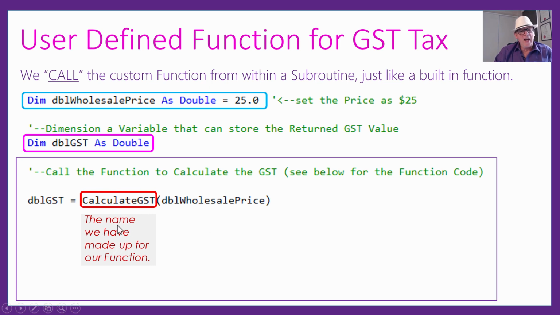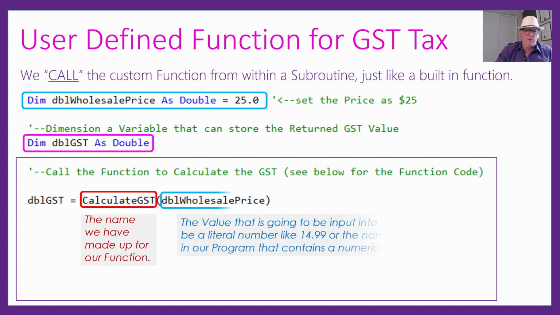The first thing is the name. Calculate GST is just a name we made up for the function. So this is our own user-defined or program-defined function. So we're making up our own name for it. So the name we chose was just calculate GST. Now you could have called it, if you wanted to, get GST or apply GST or create GST, whatever name you want to do, that's the name of it.